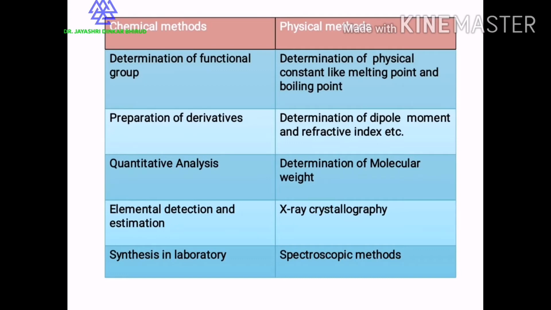Now the physical methods are determination of physical constants like melting points and boiling points. Means take the melting or boiling point of the unknown compound and compare it with the standard value. Determination of dipole moment and refractive index, these are the instrumental techniques. Determination of molecular weight, X-ray crystallography and spectroscopic methods.